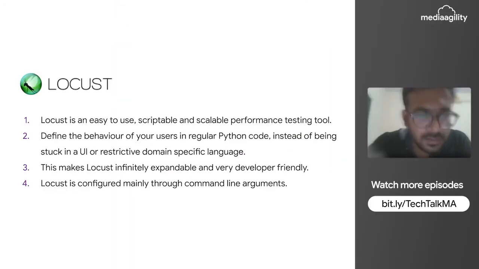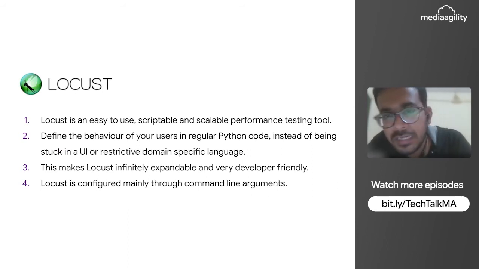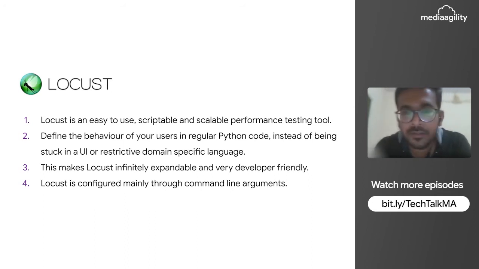So now I'll explain how we can do the same thing with Locust. Locust is basically a very easy to use, scriptable and scalable performance testing tool. In Locust, we just define the configuration of our test plan using Python code. In JMeter, we used a GUI for that, but instead of using a complex GUI structure, Locust lets us just put it in Python code and run our test cases.